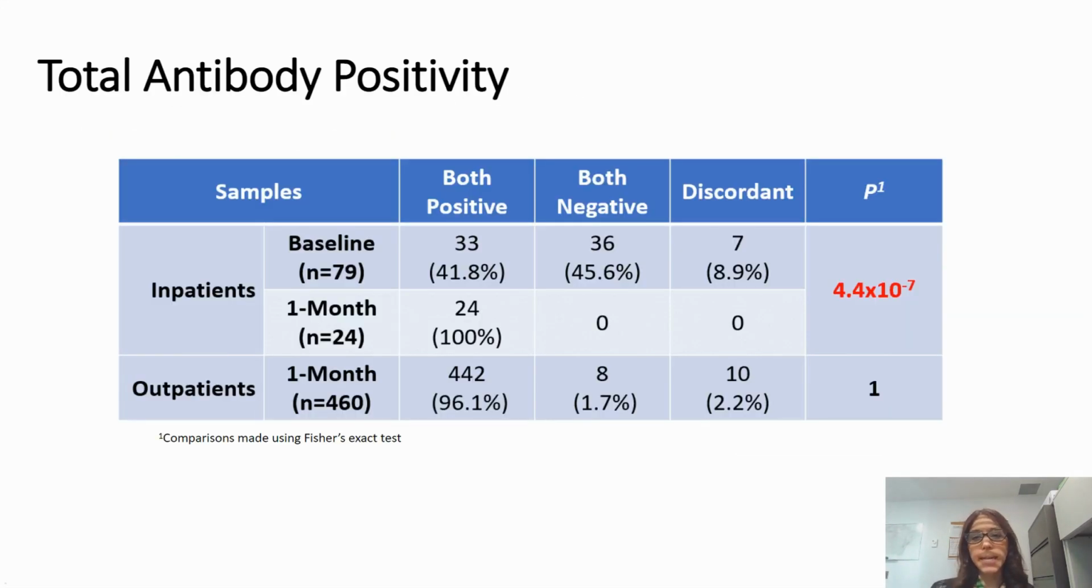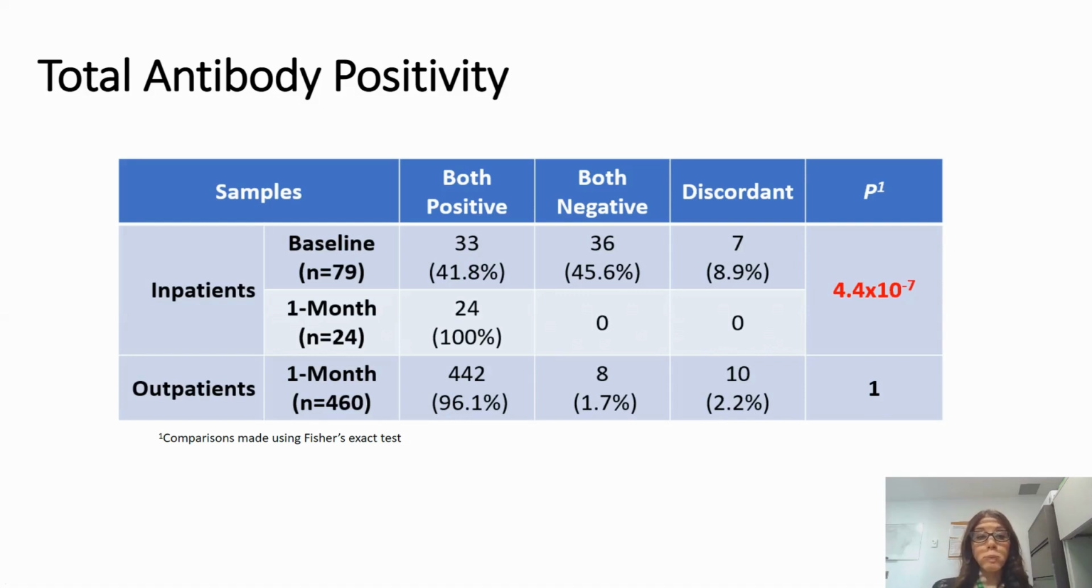Nonetheless, when we look at antibody data in this cohort, we assessed positivity of both anti-spike and anti-nucleocapsid performed on the Roche platform, because we do expect in an infected individual for both of these antibodies to be positive. If only one was positive, we considered it a discordant result, and we broke down the analysis by comparing inpatients and outpatients at 1 month post-infection, but inpatients also had a baseline that was collected during their hospitalization. And what we see is that positivity increases between baseline and 1 month, which is expected. And by the 1 month time point, 100% of patients were positive for both anti-spike and nucleocapsid antibodies.